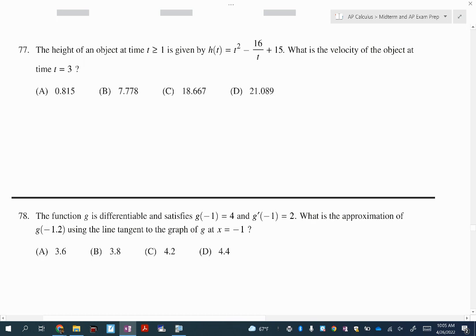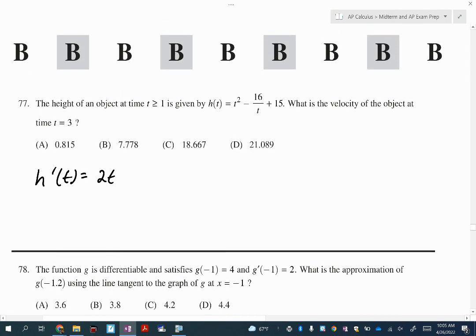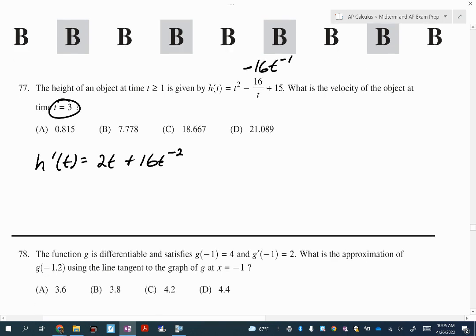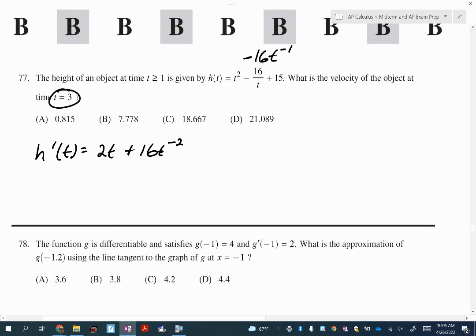So the first thing I'm going to do is find the derivative of the height function, which is 2t. All right, now what I did was I rewrote this in my brain as negative 16 times t to the negative first power. So when you use the power rule, you get plus 16 times t to the negative second power. All right, derivative of a constant is 0. So if we want to find the velocity at the exact moment at time t equals 3, we just use this derivative and we plug in 3 for t.